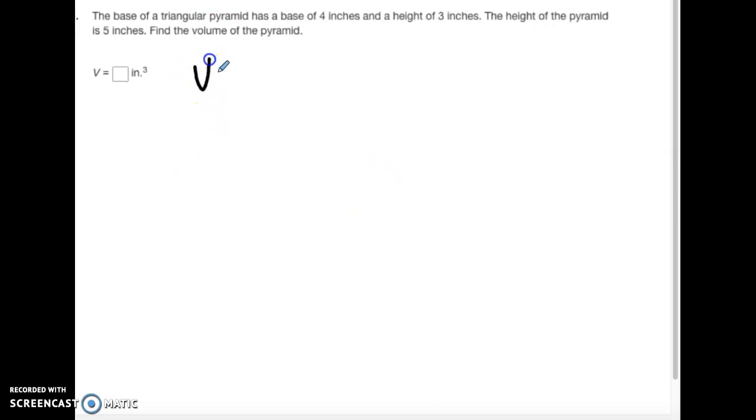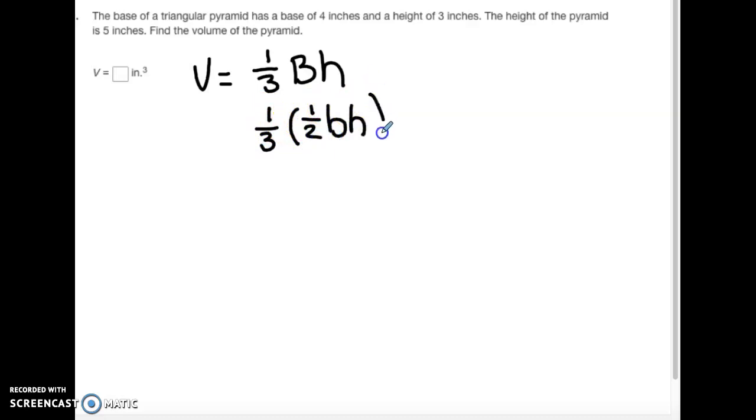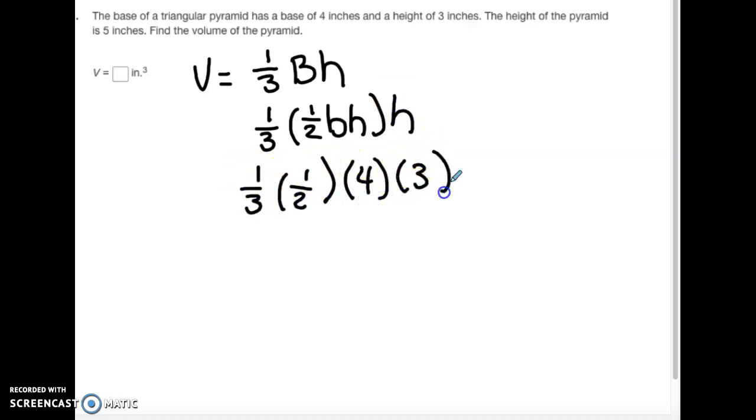Moving along, again, we have another pyramid, 1/3 base area times height. The base is a triangle, so triangle is 1/2 base times height times height. 1/3 times 1/2, the base is 4, the height is 3, and then the height of the whole pyramid is 5. So we get the total volume is 10 inches cubed.